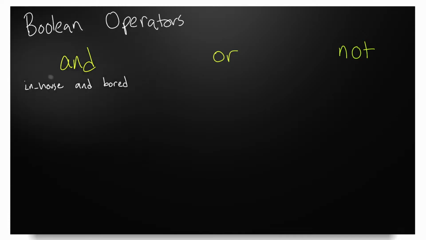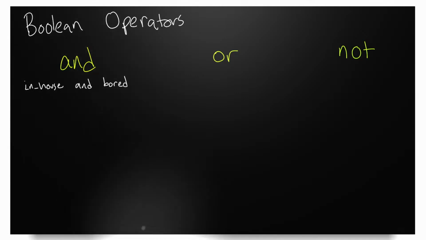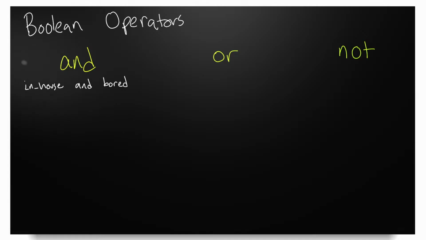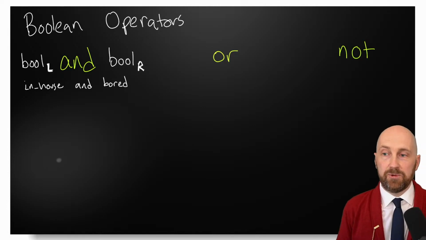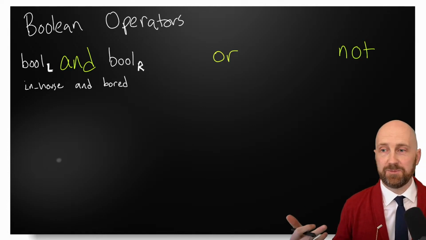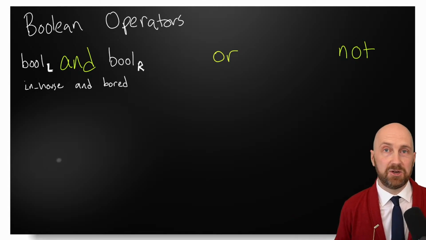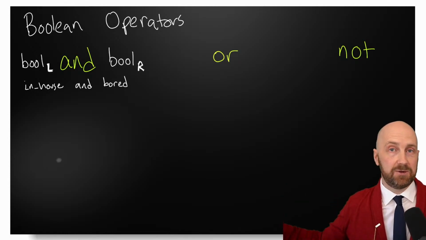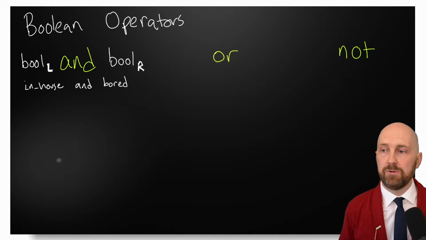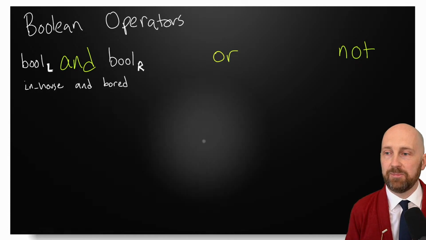But effectively, we're going to think of what's on the left-hand side of the AND operator as a conceptual name, bool L, for the left-hand side, and bool R for the right-hand side. To use the AND operator, we need two other Boolean expressions. These might be variables bound to Booleans. This could also be, if some variable is greater than 5 and some other variable is equal to something else. Any Boolean expressions we can use on the left-hand side and the right-hand side of the AND operator.